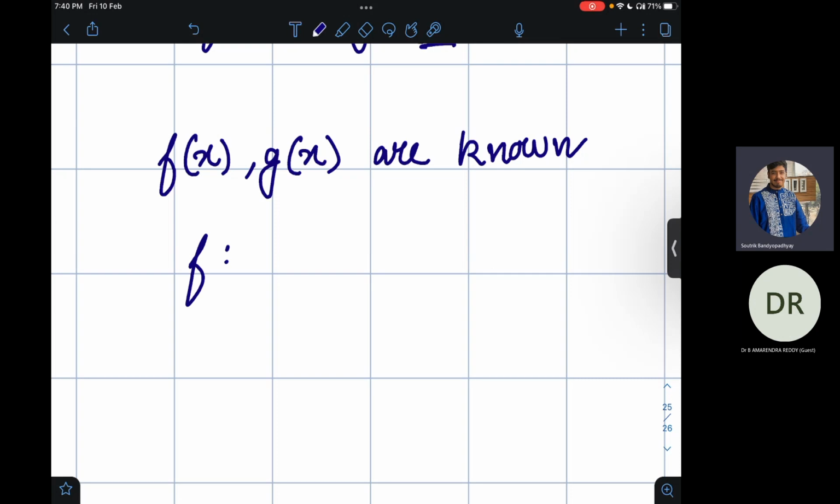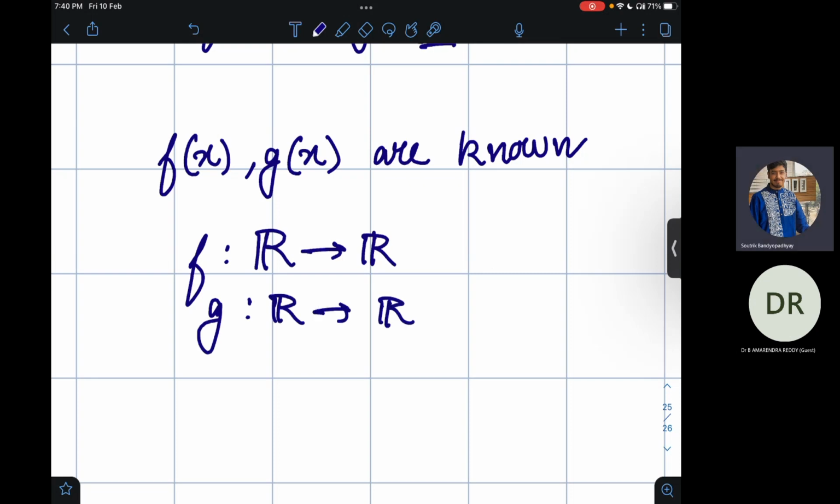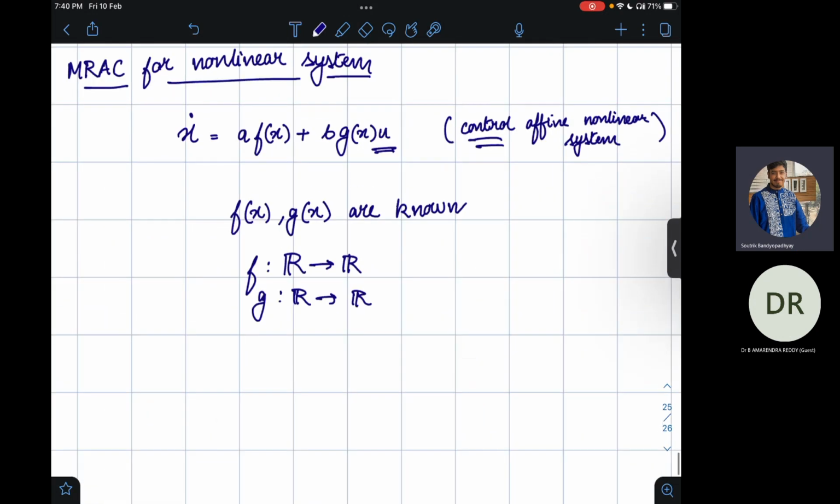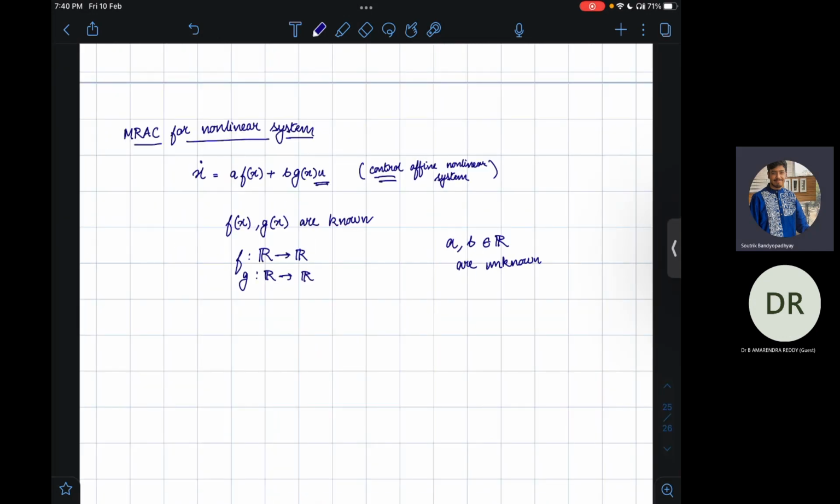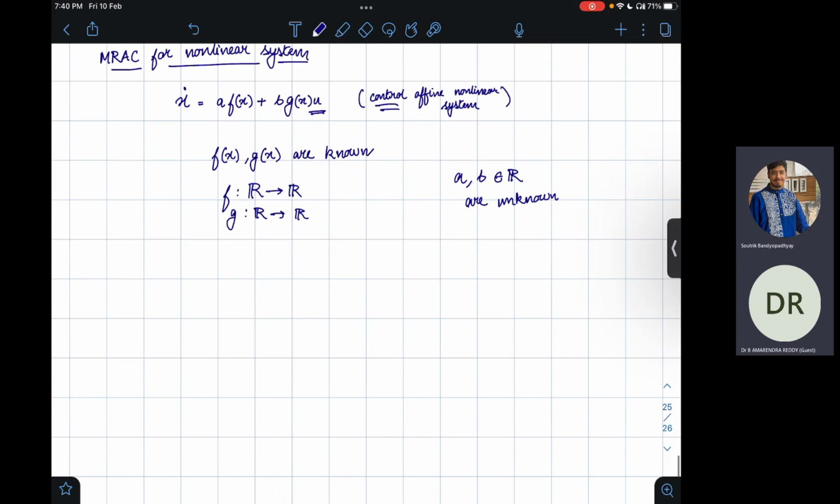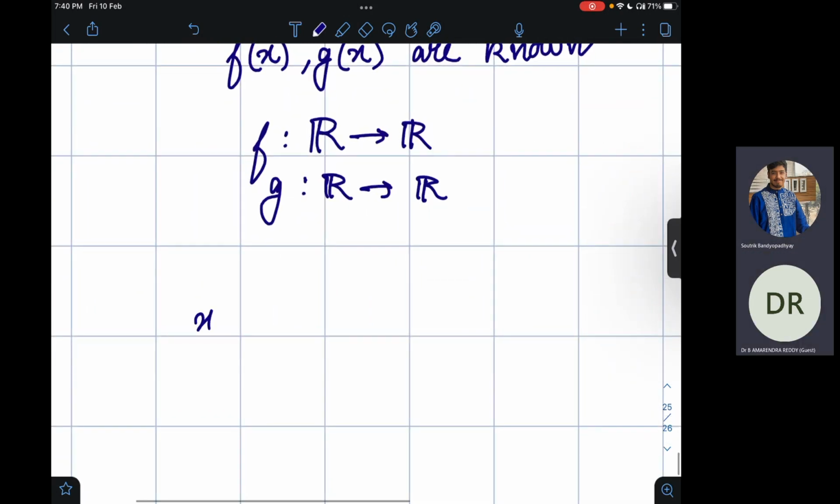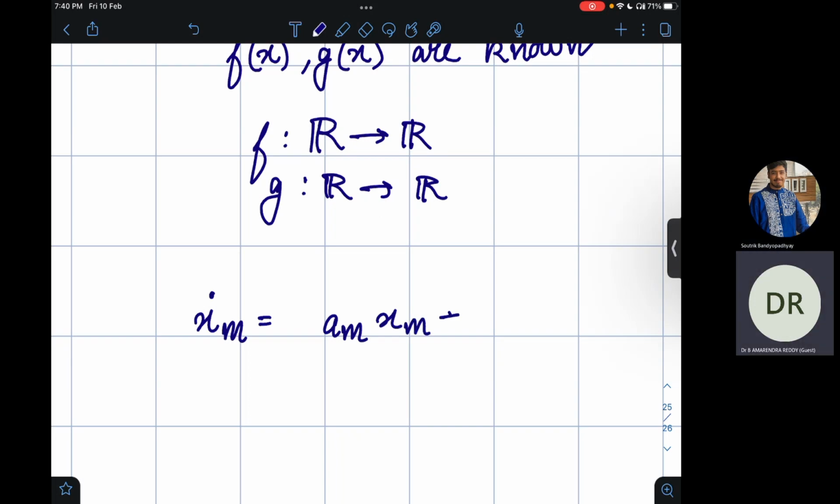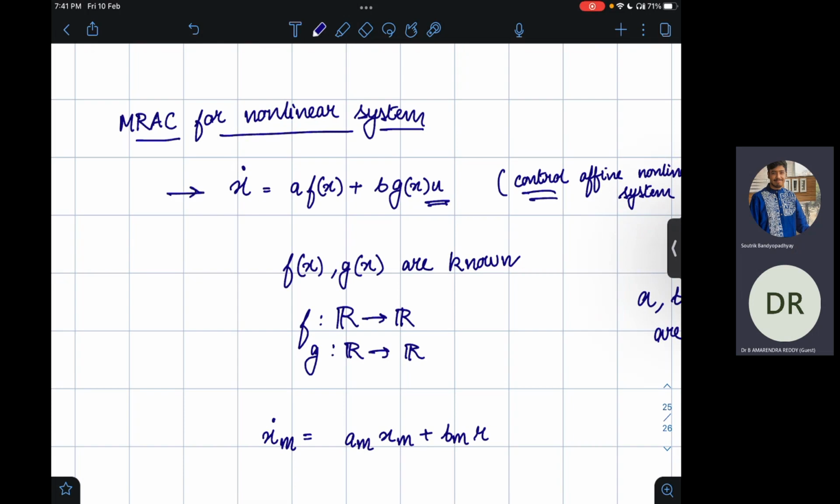f is a function from real numbers to real numbers, and g is a function from real numbers to real numbers. The only unknowns are a and b, which are scalars. Now, how do you find a model reference adaptive control? First you have to figure out the objective. The objective is to track a model, which is xm dot equal to am xm plus bm r. So this is a model reference adaptive control problem: this is the plant and this is the model.